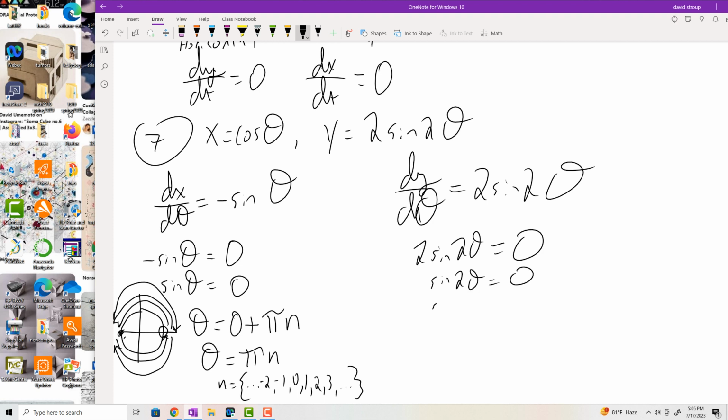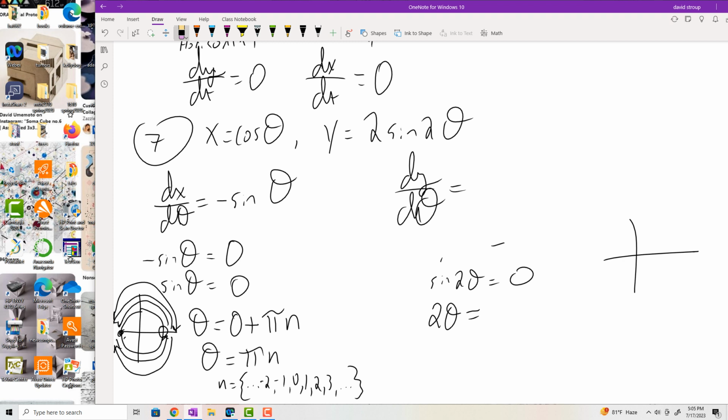And then you're asking, where is 2 theta going to give you values such that the sine of 2 theta is equal to 0? Okay. Whoops. And of course I screwed up the derivative of sine. How could I have screwed that up even? I apologize, folks. I'm sorry.